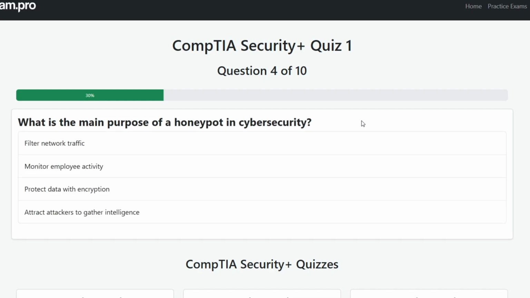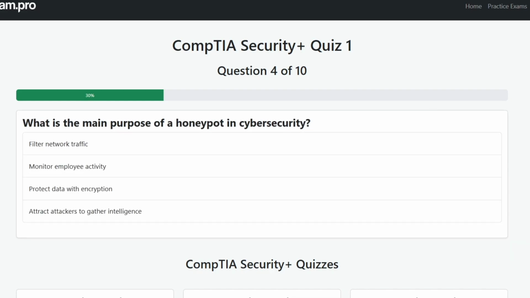What is the main purpose of a honeypot in cybersecurity? To filter network traffic, to monitor employee activity, protect data with encryption, or attract attackers to gain intelligence?